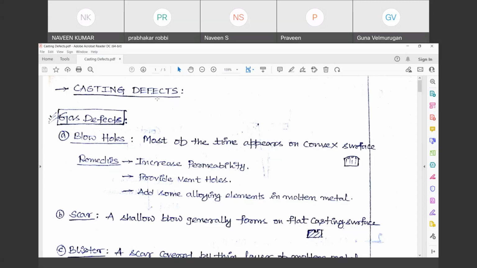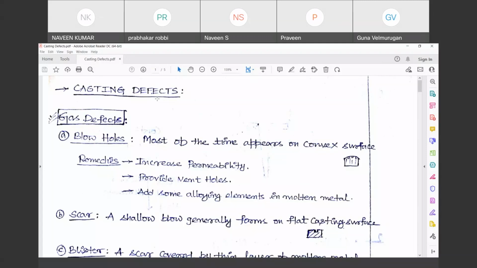If you take any manufacturing procedure, casting is the procedure where you have so many defects. But that is a basic procedure that you have to do before any manufacturing process, especially in the conventional manufacturing procedures. Okay, let's go into the casting defects.